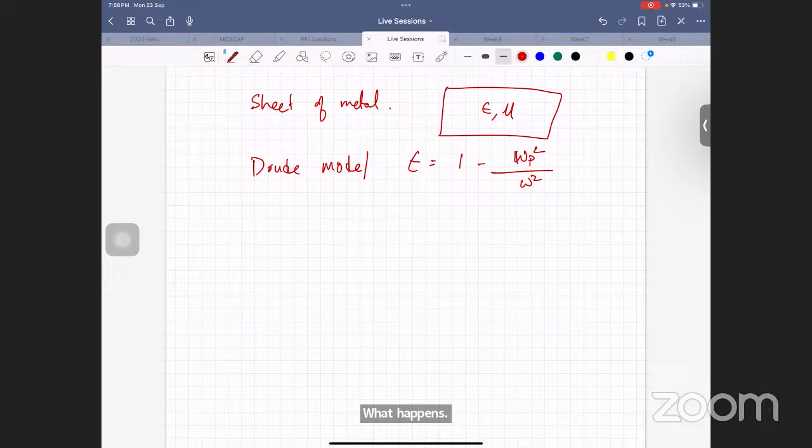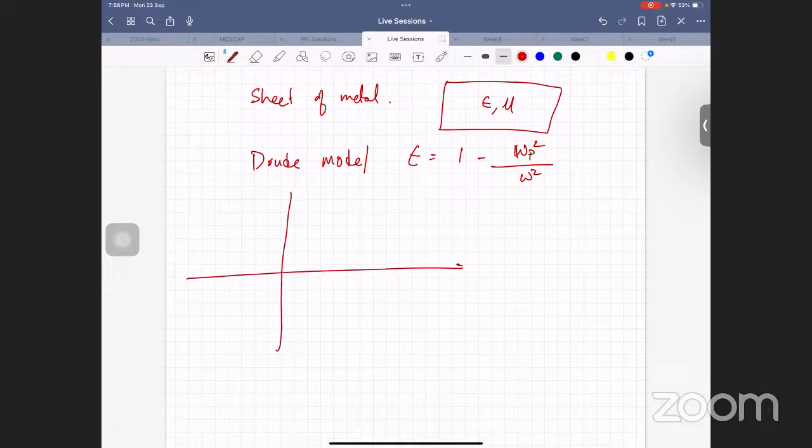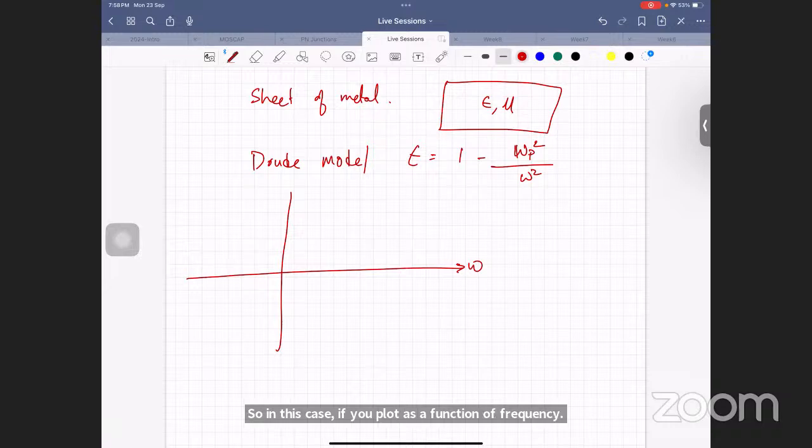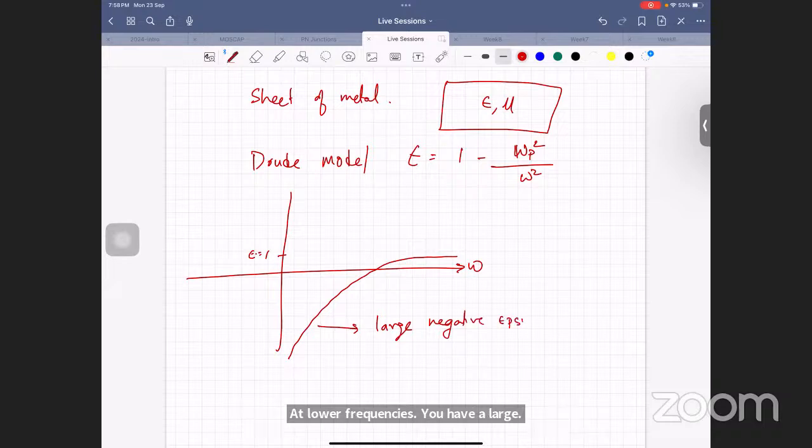In this case, if you plot as a function of frequency, the behavior will be something like this. You have permittivity of epsilon equal to 1, and at lower frequencies, you have a large negative epsilon. Right? This is the solution.